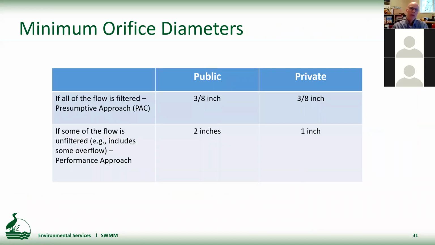So our new minimum orifice diameters are in the first line of the table there, and this is for cases in which all of the flow is filtered, for both public and private facilities. Under the presumptive approach, the PAC will require orifice diameters as small as 3/8 of an inch. Of course, we didn't go lower than this because of concerns about potential clogging. Now, if the orifice is taking some unfiltered flow, say in larger storms for a more traditional orifice setup, the standard hasn't changed for us. It's still 2 inches for public facilities and 1 inch for private facilities.